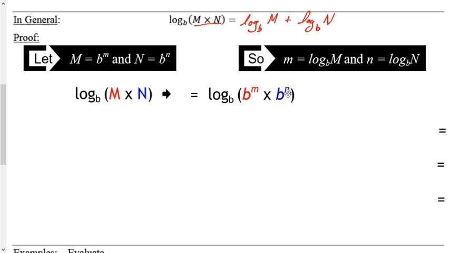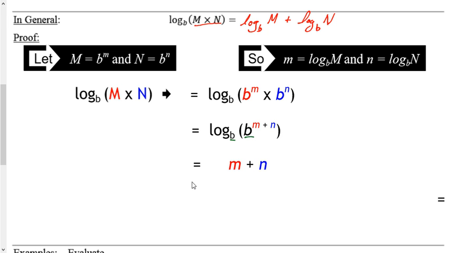Well, here, because we're multiplying powers with the same base, that means we can add the exponents. So we get the next step in our proof. And we know that when we're working with logarithms, if this base and that base are identical, the logarithm just tells me the value of the exponent, which in this case is the sum m plus n.